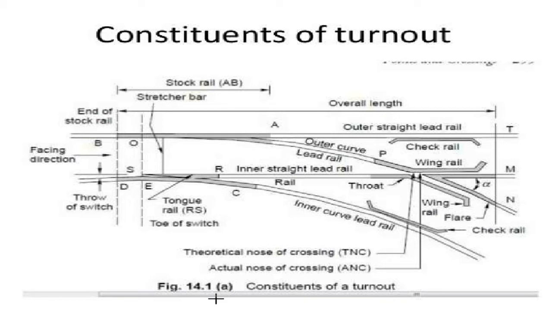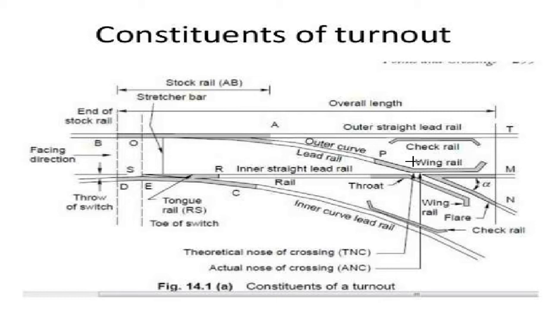So now coming to the facing direction and trailing direction. If someone is standing at the toe of switch and is looking towards the crossing, then the direction is called the facing direction. You can see over here the facing direction and the arrows shown to the right. A switch will be having a toe portion and it will be having a heel portion. So if someone is standing at the toe of switch and is looking towards the crossing, then that is known as the facing direction.